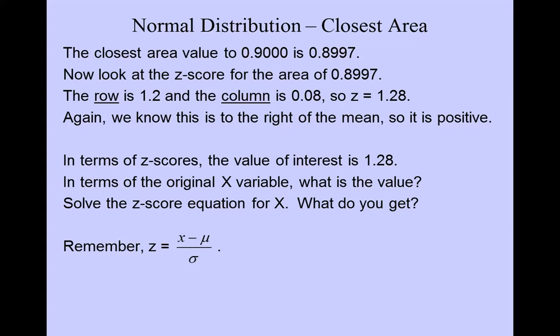In terms of the original x variable, what is the value? You can solve the z-score equation for x, and what would you get? Remember, z equals x minus mu over sigma. Algebraically, you would multiply by the standard deviation on both sides, so you would get z times sigma equals x minus mu. Then you would add the mean mu to both sides. So you end up with x equals mu plus z times sigma.